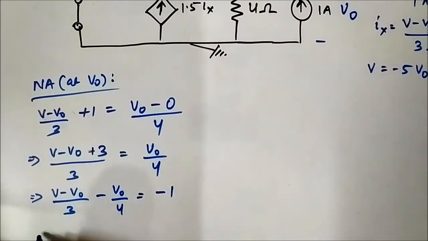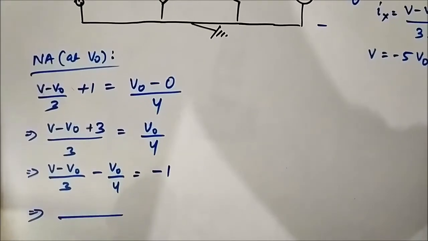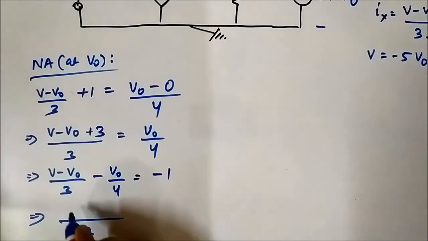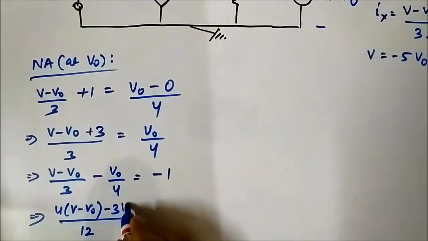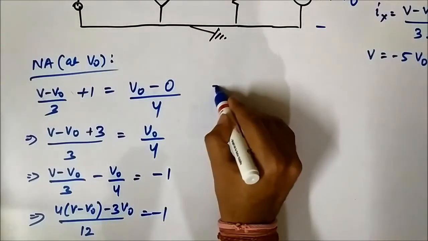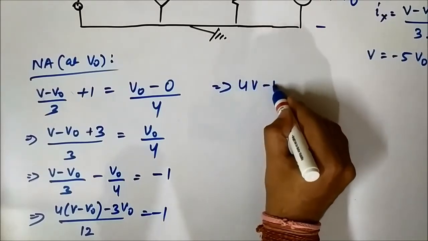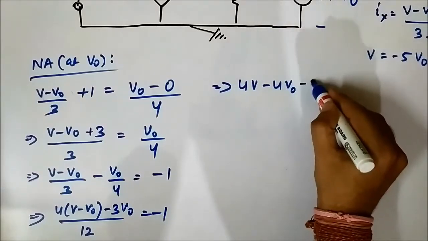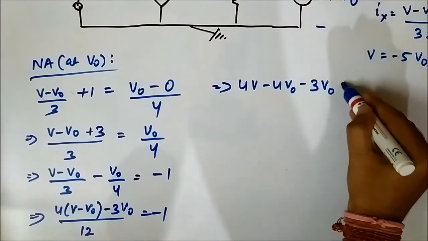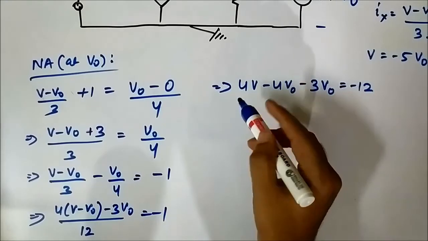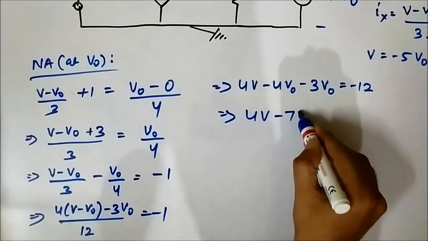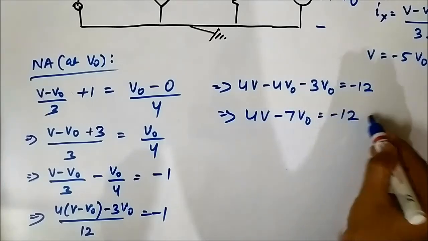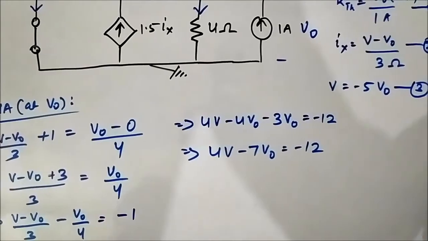Or we can write it as, taking 12 as the LCM, 4 into (V minus V0) minus 3 V0 is equal to minus 12. That implies 4V minus 4 V0 minus 3 V0 is equal to minus 12. That implies 4V minus 7 V0 is equal to minus 12. Now V is equal to minus 5 V0.